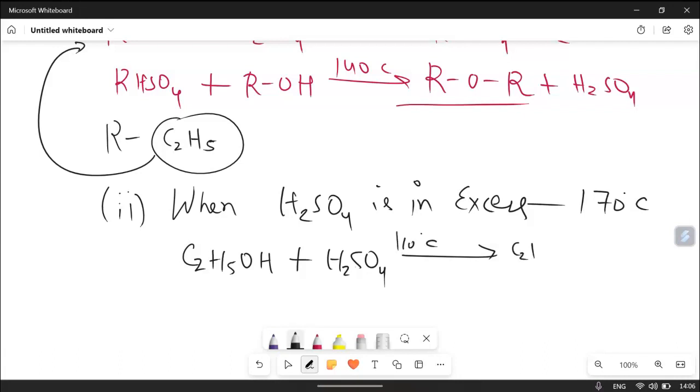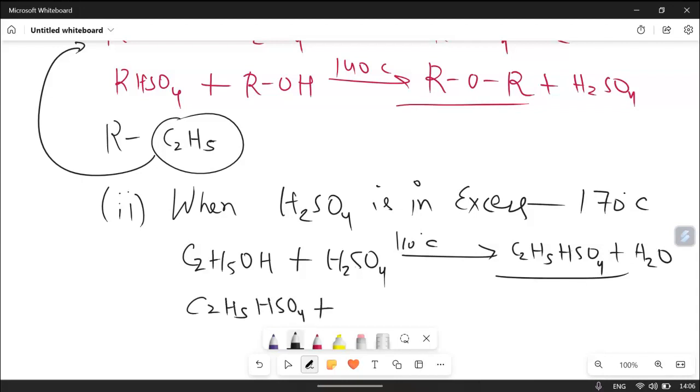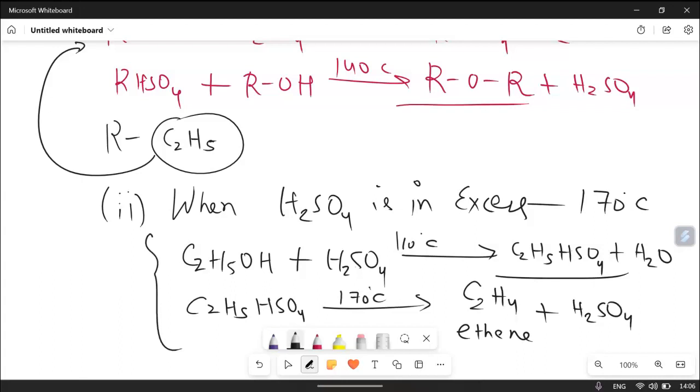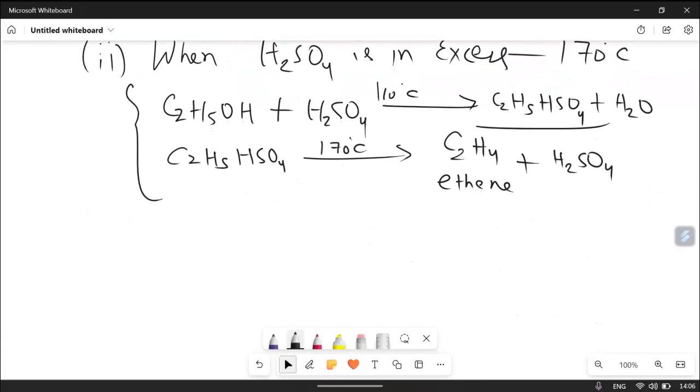It will give C2H5HSO4, ethyl hydrogen sulfate. The name of this compound is ethyl hydrogen sulfate, plus H2O. Then again C2H5HSO4 is treated with C2H5OH or just by heating at 170 degrees Celsius. It will automatically give C2H4, that is ethene, plus H2SO4. So this is the reaction, and dehydration is done here.